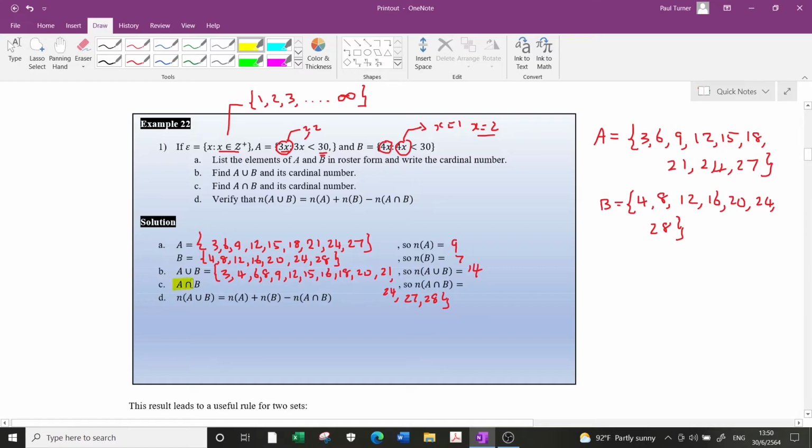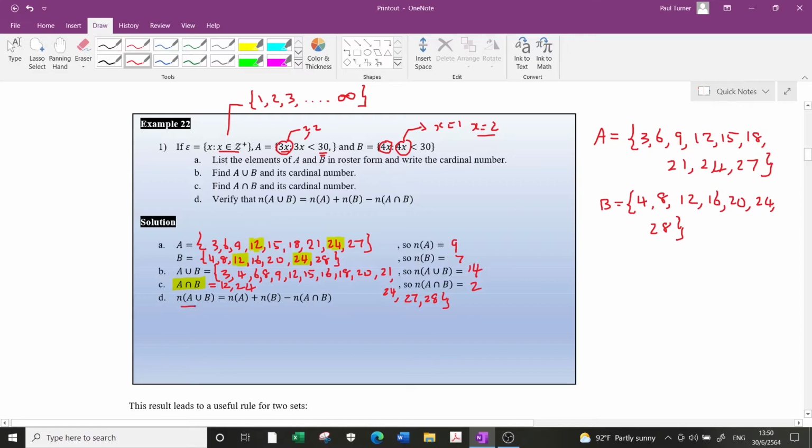Now, how many elements are in the intersection? So the intersection between A and B, we have 12, we have 24, but only 2. So in that case, the intersection between A and B is only 2 elements, which are 12 and 24. So that would be 2.